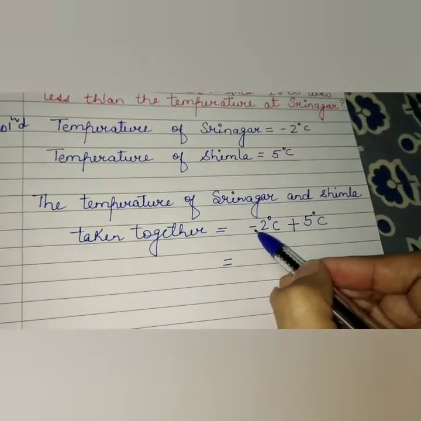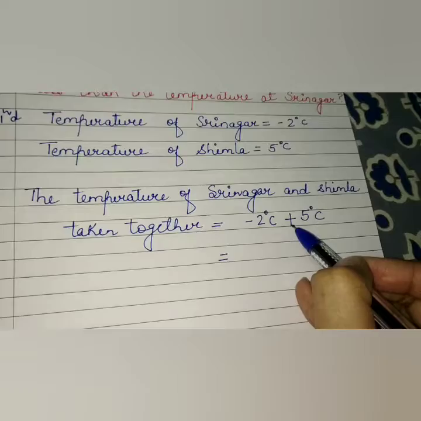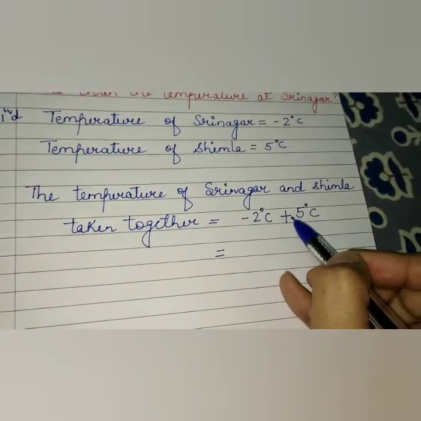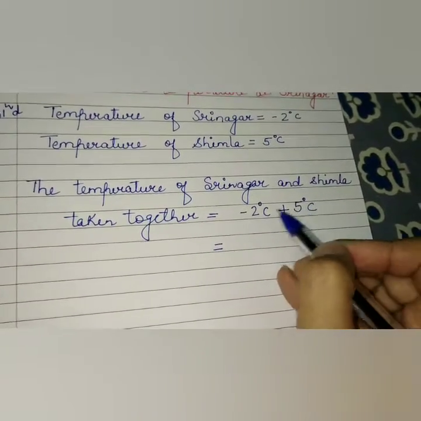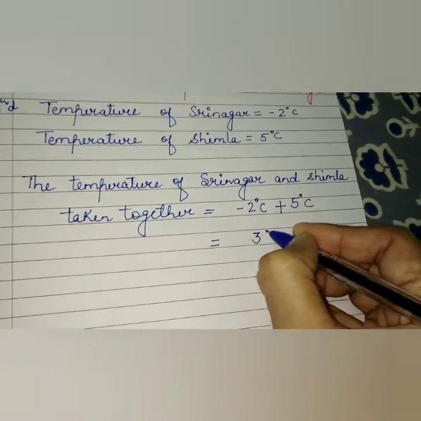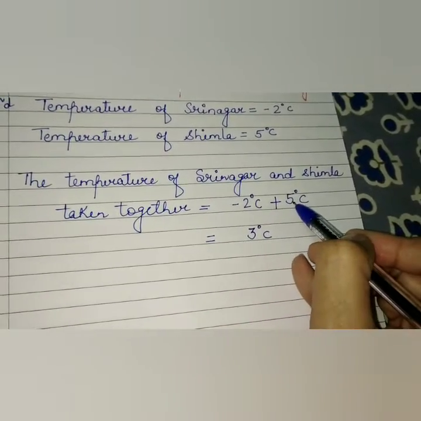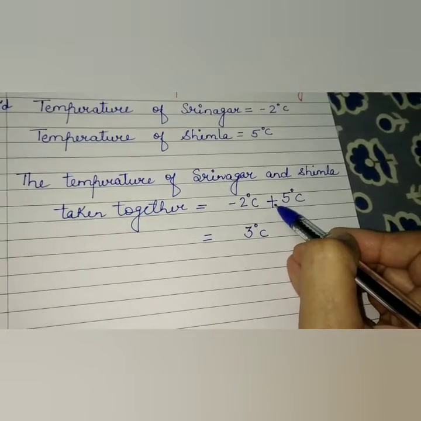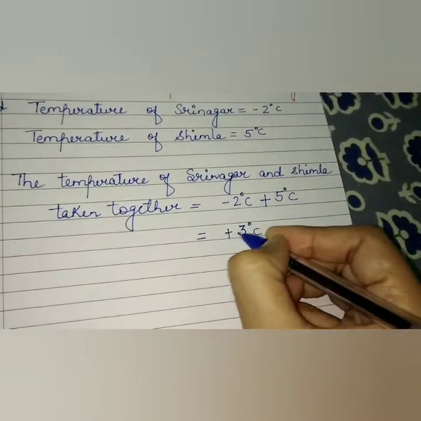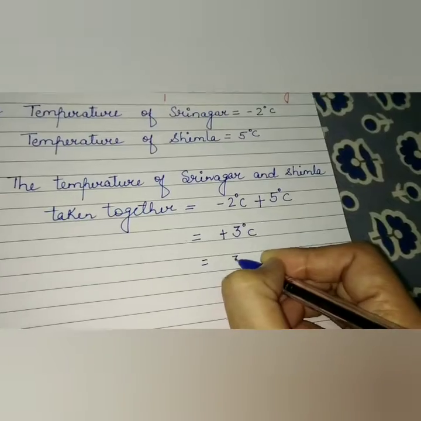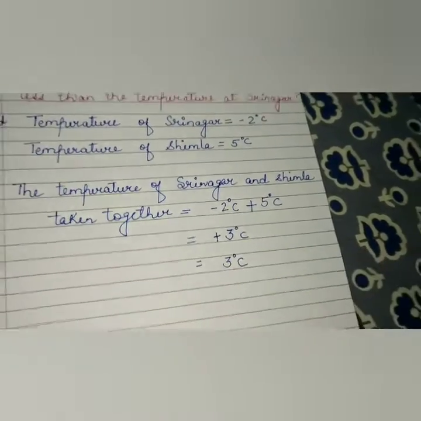Now as you can see, one has a minus sign, the other has a plus sign. So plus minus is equal to minus. So 5 minus 2 will be 3 degrees Celsius. Now in 5 and 2, which is the greater number? 5 is the greater number. It has a plus sign. So it will be plus 3 degrees Celsius, or we can write 3 degrees Celsius.